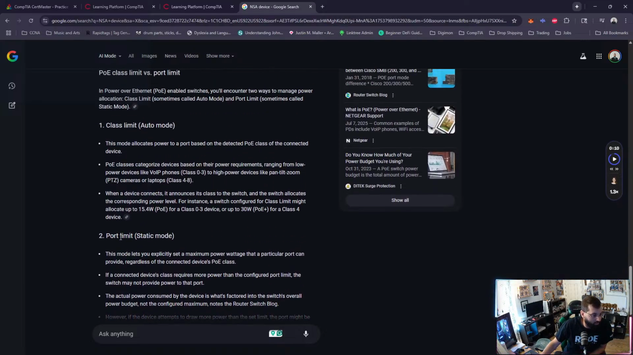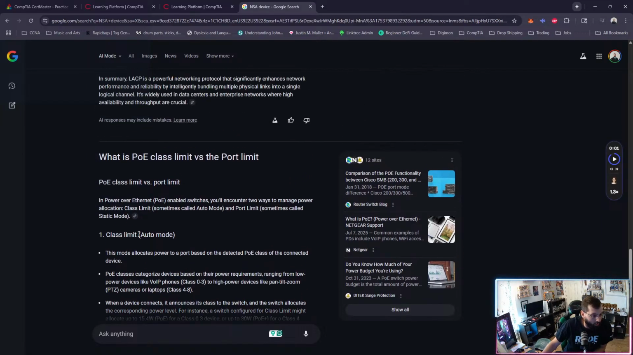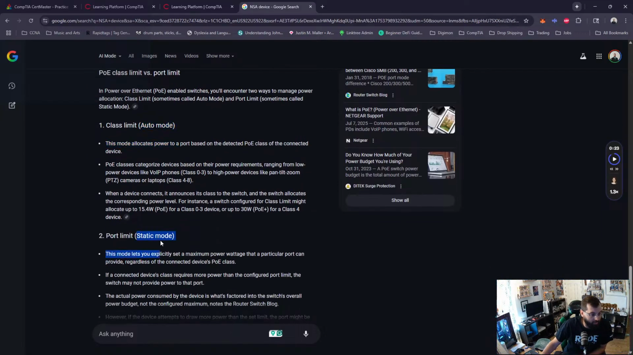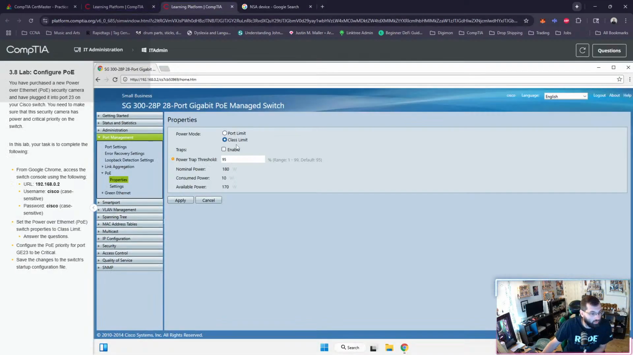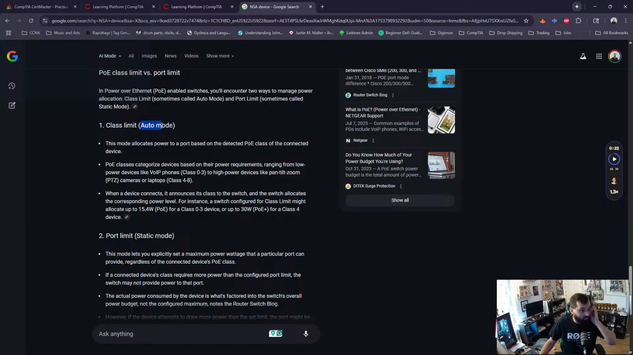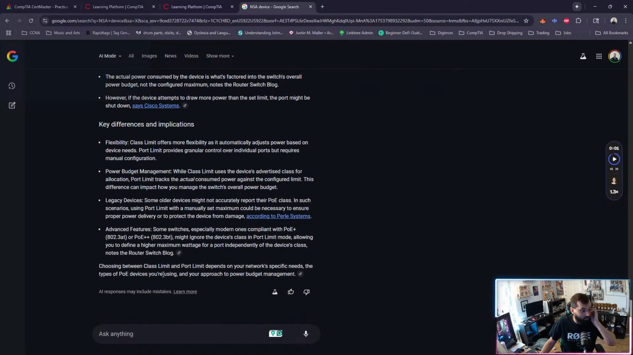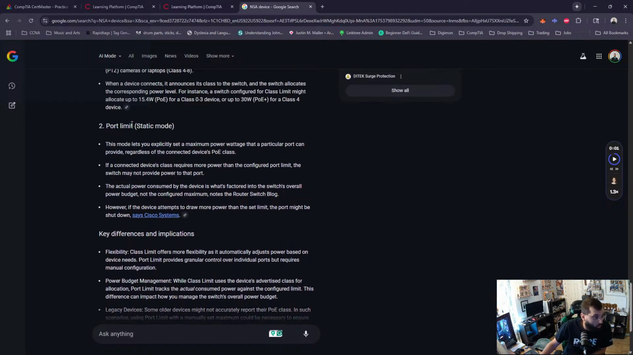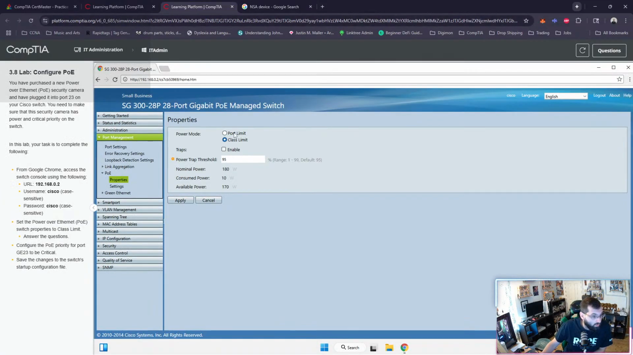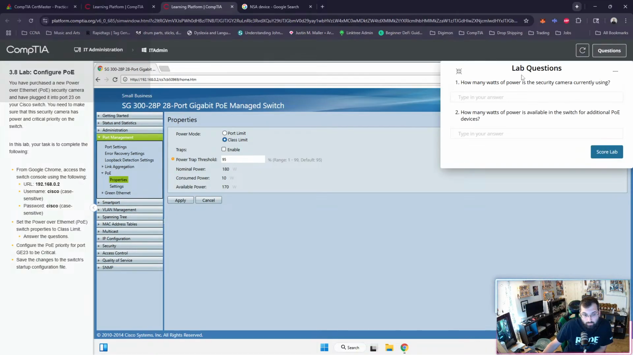Okay, so basically it is the limit of how much energy goes. It's either going to auto detect, or I can statically put it. So what this is wanting us to do, let's see here. Class is auto and port is static. It wants us to change it to class so that way it's auto. Okay.